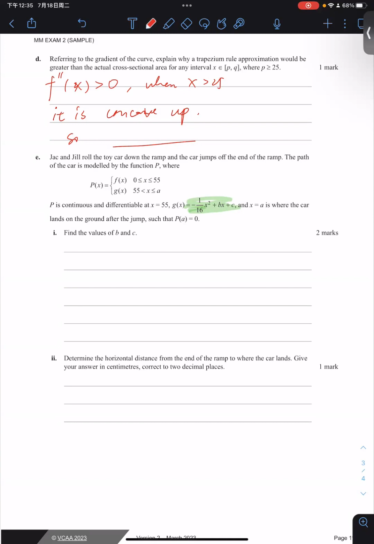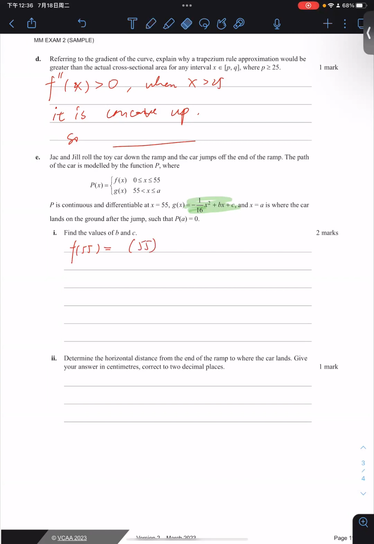And x equals a is where the car lands on the ground after the jump. So at that moment, our y value is equal to 0. Find the values of b and c. By the given information, first thing first, it is a continuous and smooth curve. So continuous means our f(55) is equal to g(55).